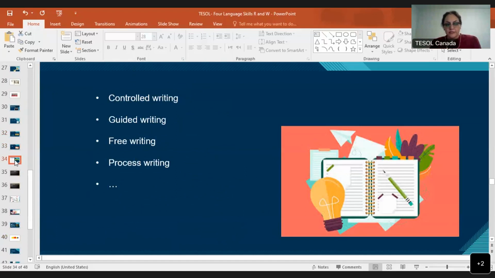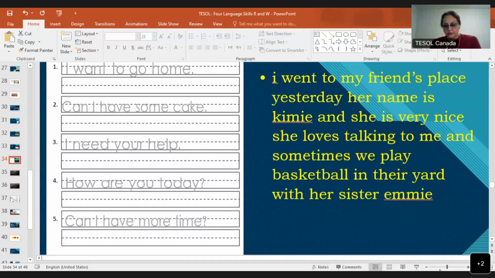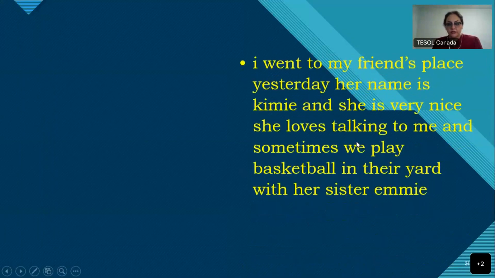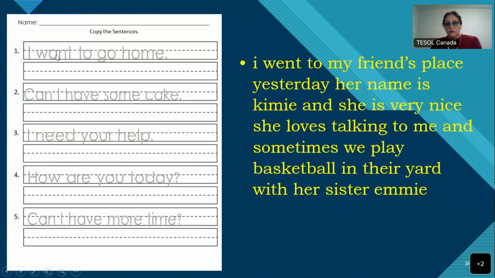So here is an example of control. Okay, look, here is an example of control writing. So they just learn how to write the letters, and there should be space between the words. I want to go home, so they just copy. Then in the next one, they have to correct it.